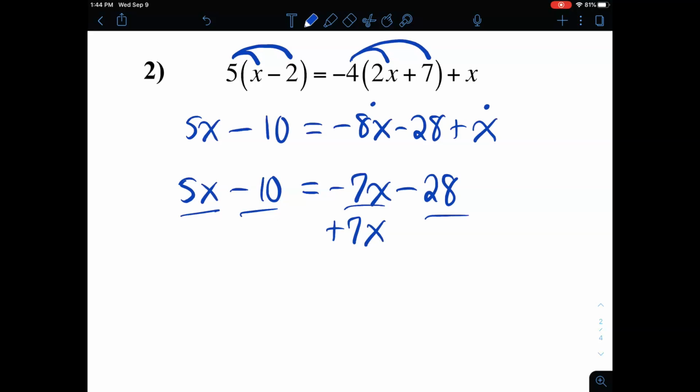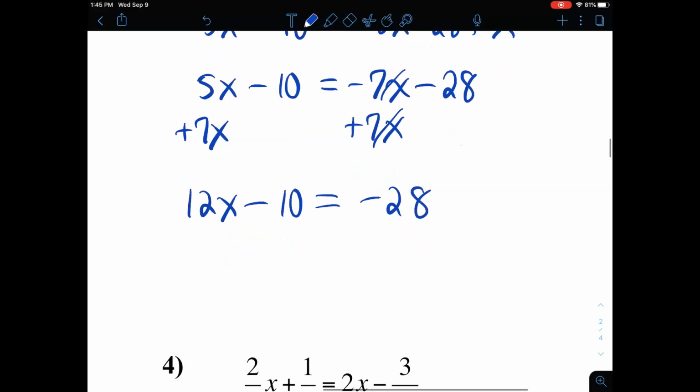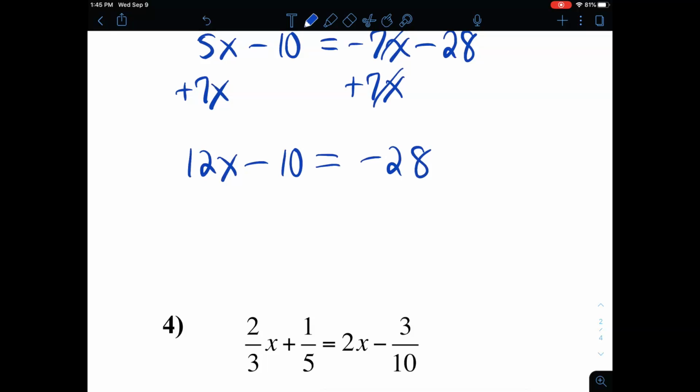There's 4 things you could do here. You can move this, this, this, or that. It does not matter which, but I like to just move the x's out of habit. So we got 5x plus 7x is 12x, minus 10 equals, what, negative 28?